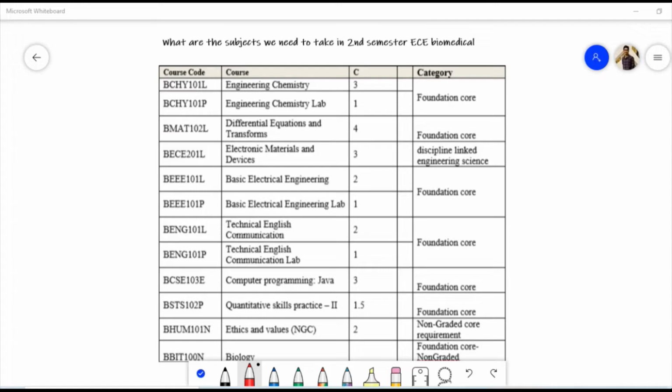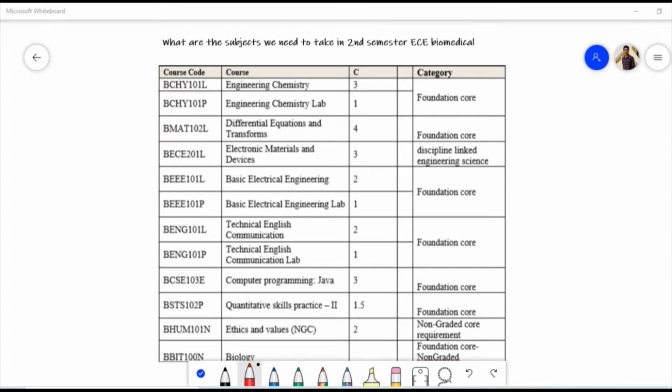For that, I have split this video into two parts. In the first part we are going to discuss what is FFCS and how we are going to perform in FFCS. Next, what are the subjects we need to take. Next, whether it is mandatory or not. In this video we are going to discuss that. In the next video we are going to see about the faculties.